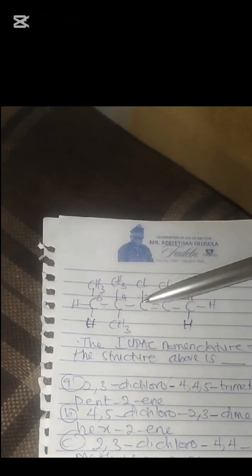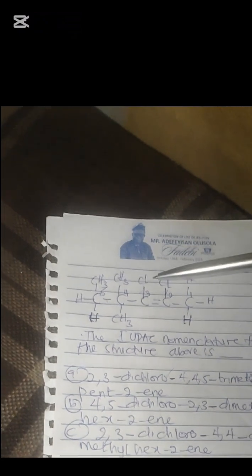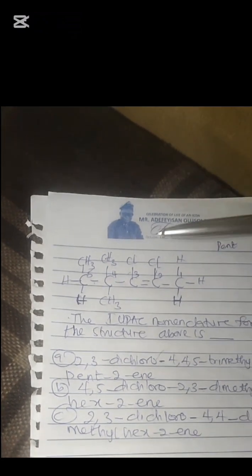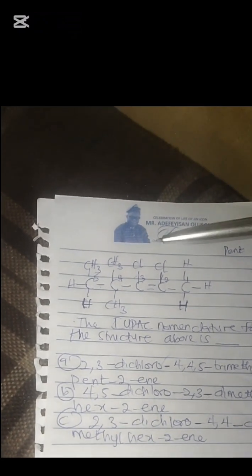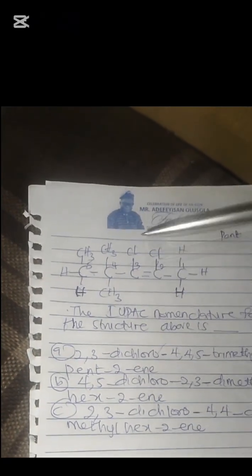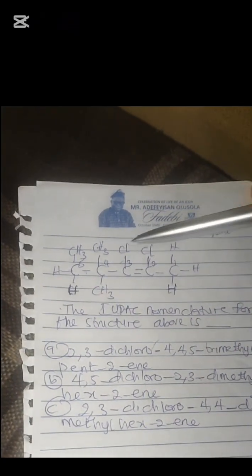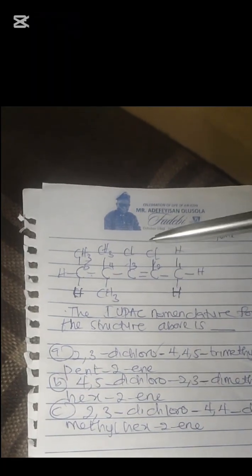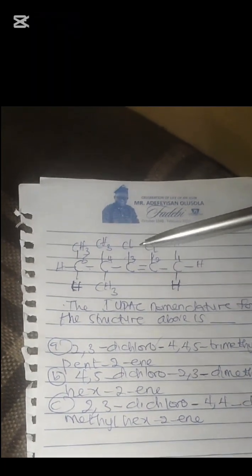And I saw that when we have more than 2 substituents, we are going to name them alphabetically. So we have methyl, we have chloro. Alphabetically now, chloro will come first, okay? So chloro is going to come first. So that would be 2, 3, and 2, 3. We have 2, this is 2 chloro. So that would be di. That is di. So this is 2, 3 dichloro.